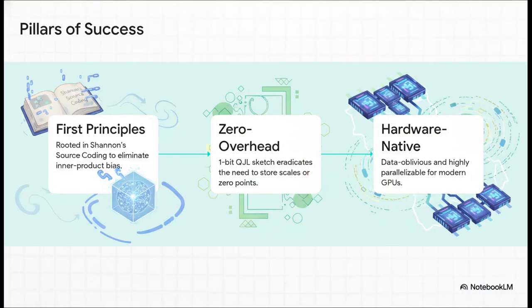So if we're going to boil it all down, TurboQuant's incredible success really comes from 3 pillars. First, it's designed from first principles, going back to Shannon to really solve the problem correctly. Second, it's a zero overhead architecture, using that amazing 1-bit trick to fix the bias for free. And third, it's built for modern hardware, ready to take full advantage of the power of today's GPUs.